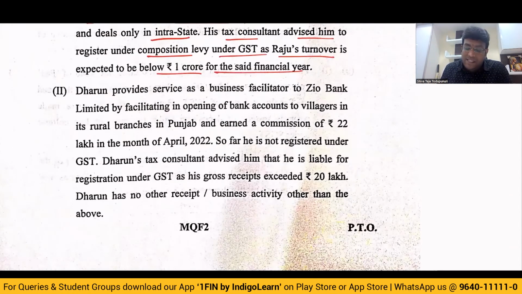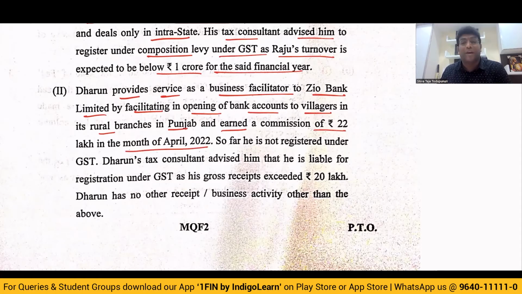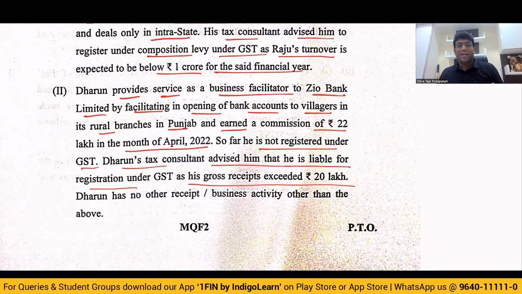Next. Darun provides services as a business facilitator to Zero Bank Limited by facilitating the opening of bank accounts for villagers in rural areas in Punjab and earned a commission of 22 lakhs in the month of April. Friends, let me tell you that is actually exempt. Service by a business facilitator to a bank in relation to accounts in rural area is exempt. So far, he is not registered under GST. Darun's consultant advised him that he is liable for GST as his turnover exceeds 20 lakhs. So what? Still, it is not required, because as per section 23, if a person is dealing exclusively in exempt supplies, he need not take a registration. Getting clarity, friends? That's it.